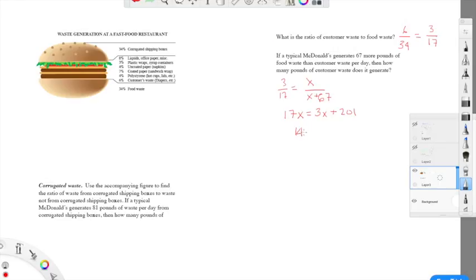And then we'll subtract our variables to one side, keep our constants on the other, and divide. So we get 14x equals 201, or 201 over 14 is our final answer. In pounds, we could write a decimal, but since we're working with ratios, I suppose I can keep it the same either way.